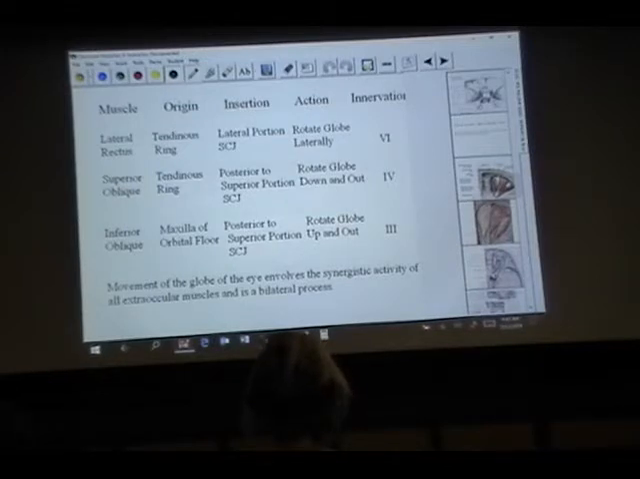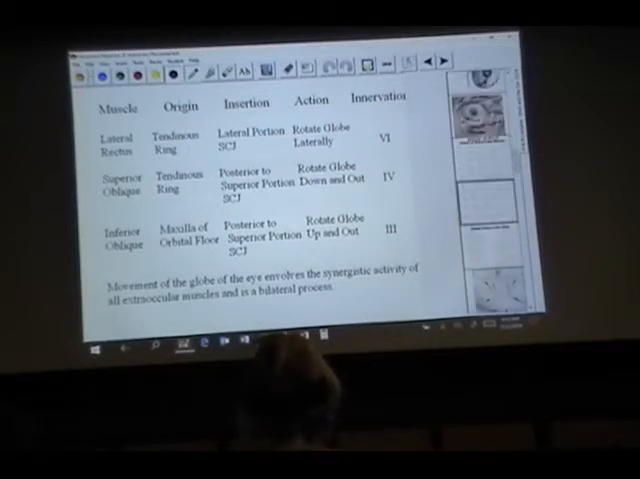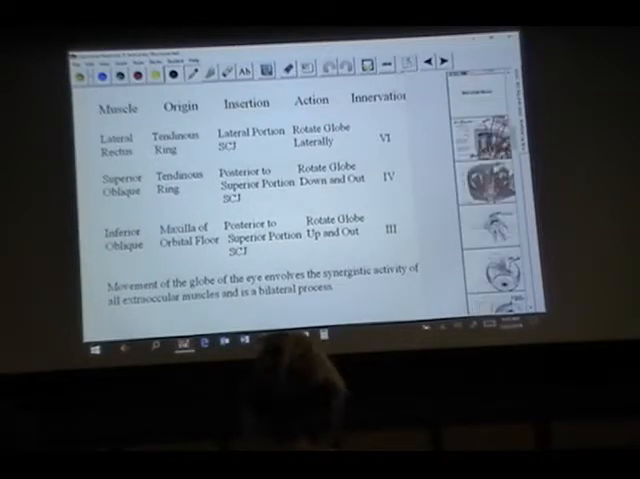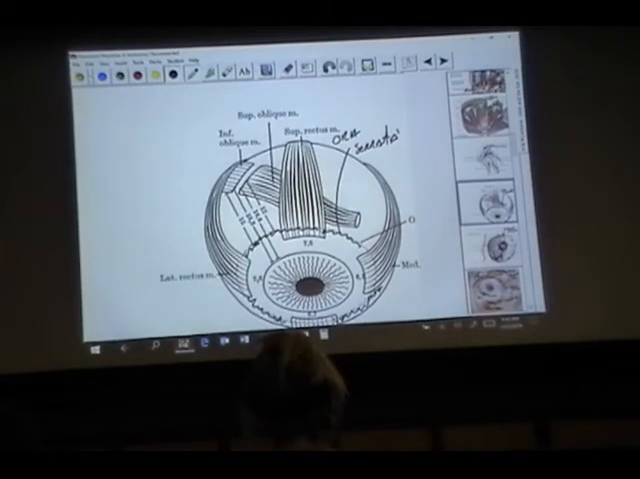That's the corona, the ora serrata. Okay, show me. That's where, right here. Okay. Scleral corneal junction.